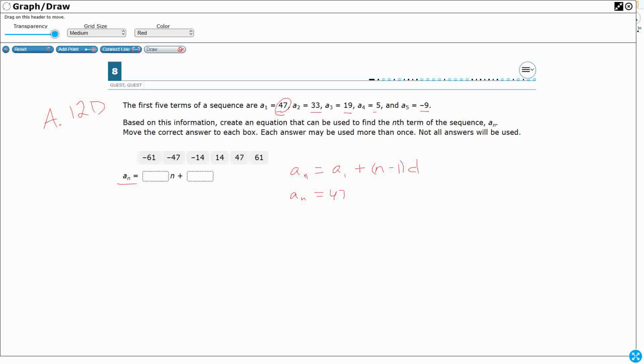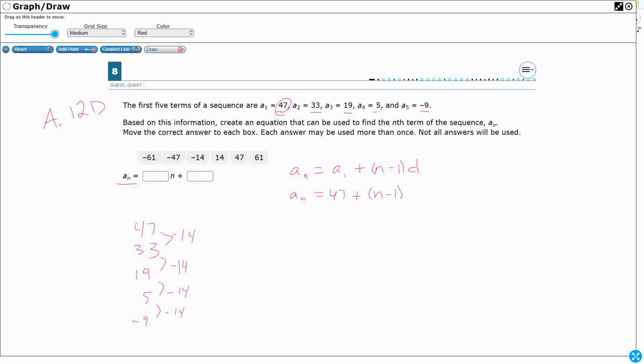Well, let's take a look at our numbers here, from 47 to 33. What's the difference there? Well, the difference is 14. Are the numbers getting larger or smaller? They're getting smaller, so it's a minus 14. And with these types of sequences, it's going to be the exact same difference. Minus 14. Even 5 to negative 9 is a minus 14. Okay? So then we can substitute that in here.